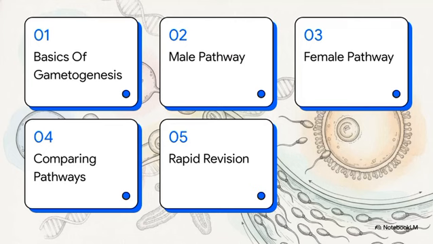To get us there, here's our game plan. First, we'll cover the basics of gametogenesis. Second, the step-by-step male pathway. Third, the female pathway. Fourth, we'll spot the differences between the two. And finally, we'll wrap up with a rapid revision session to really test your active recall.